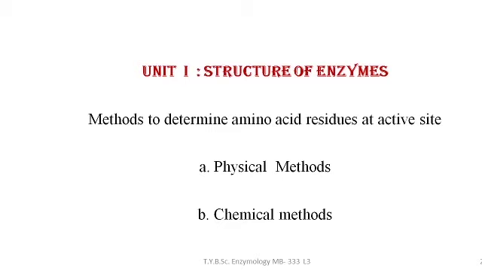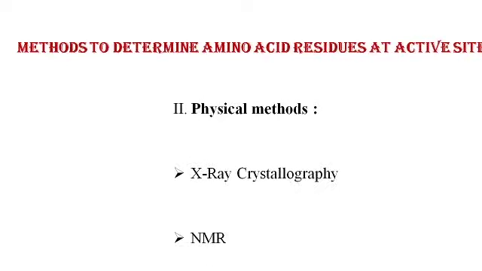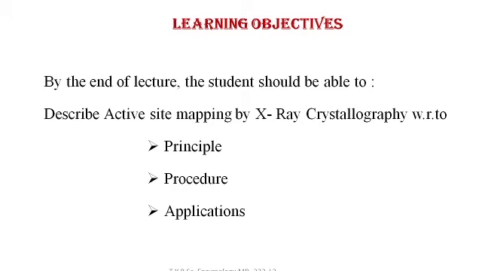The amino acids at the active site of an enzyme can be studied by two methods, physical methods and chemical methods. All the chemical methods to map the amino acids at the active site we have already studied in the earlier two lectures. Today we shall study X-ray crystallography as a physical method to determine the amino acid residues at the active site. The second physical method, nuclear magnetic resonance, we shall study in the next lecture.